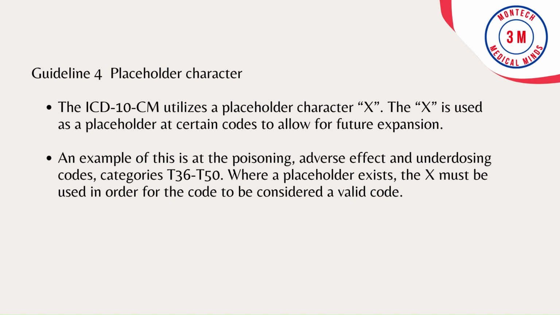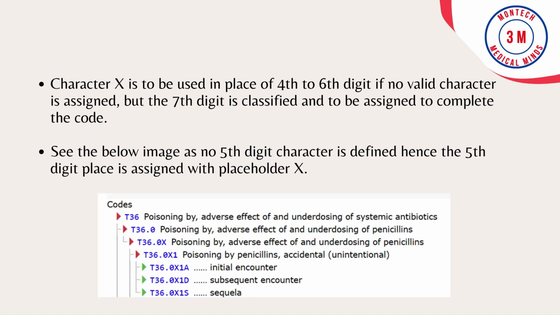Character X is to be used in place of the 4th to 6th digit if no valid character is assigned, but the 7th digit is classified and to be assigned to complete the code. See the below image, as no 5th digit character is defined, hence the 5th digit place is assigned with placeholder X.